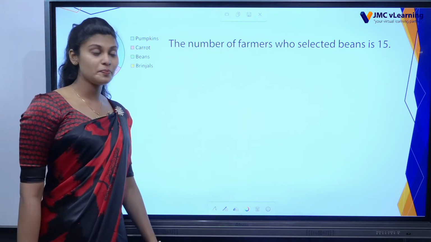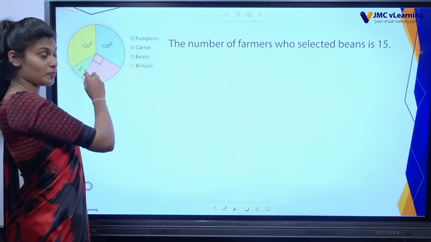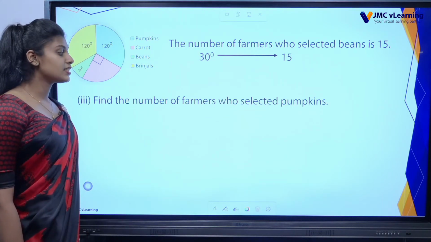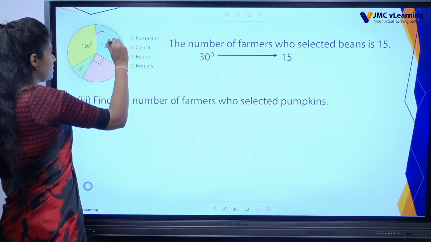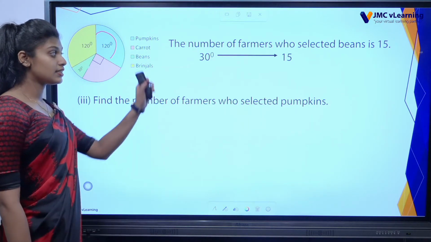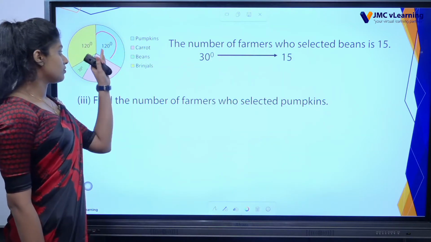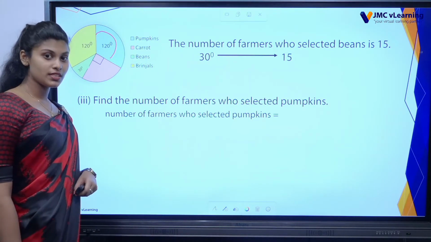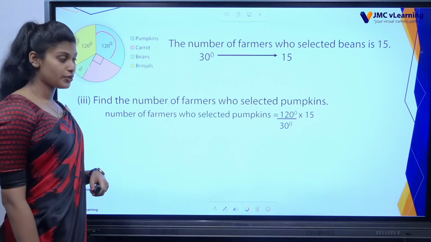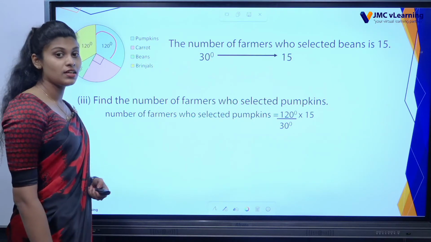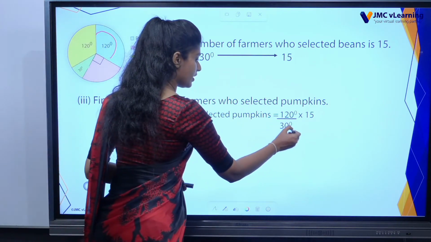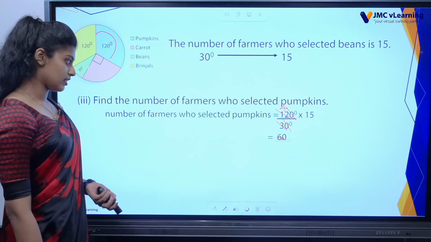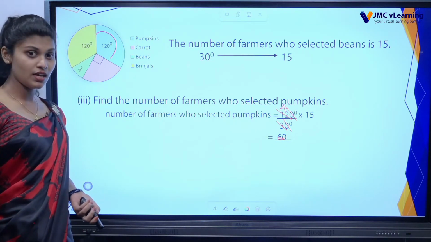The number of farmers who selected beans is 15. That means this is the beans part. 30 degrees shows 15 farmers. Then next sum, find the number of farmers who selected pumpkins. This part is the pumpkin, that means 120 degrees. 30 degrees shows 15 farmers. Then 120 degrees shows how many farmers? How can you find that? Number of farmers who selected pumpkins is equal to 120 divided by 30 degrees, then multiplied by 15. Then simplify. Divide by 3, 4. 4 into 15 is equal to 60. That means there are 60 farmers growing pumpkins.